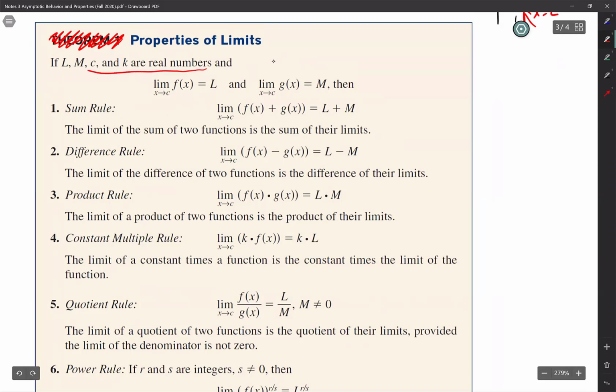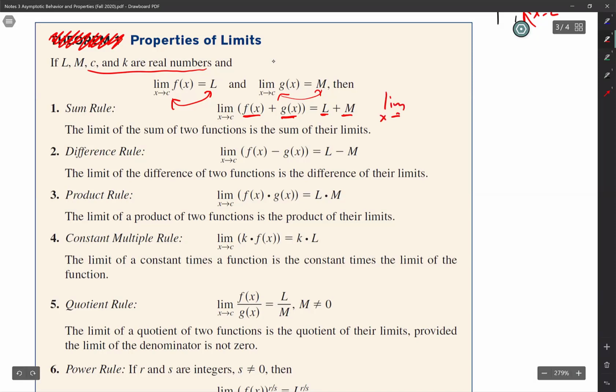So they're just numbers. The limit as x approaches C of f of x equals L, so I can go back and forth between these two expressions. And the limit as x approaches C of g of x equals M, so I can go back and forth between those expressions. So then it says the limit as x approaches C, C is a number, of these two functions f and g, and they just tell you L plus M. And that's fine. I would have liked it if they would have said something like this.